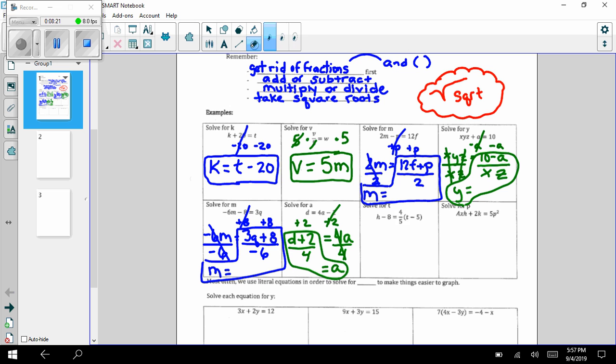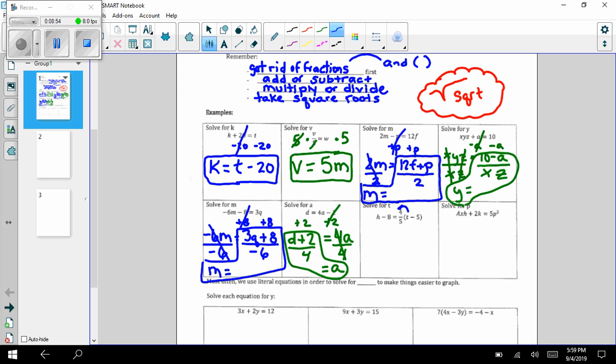The next example, I'm going to erase this so we can read the directions, said to solve for T. So this time is a little different. We do have the first step up here. It says to get rid of fractions and parentheses. And in this case, we do have a parenthesis, so we have to get rid of that first. So to get rid of that, I have to distribute.